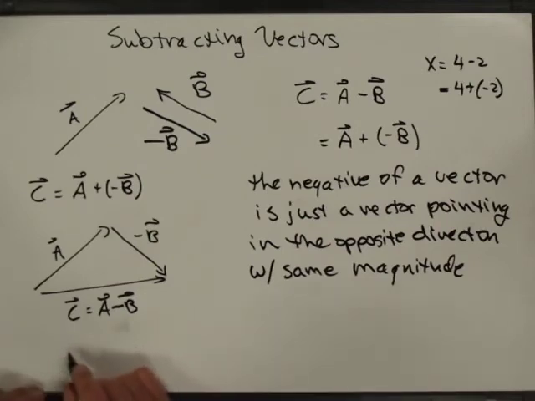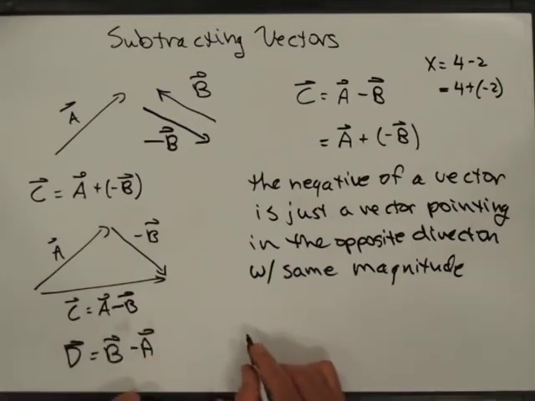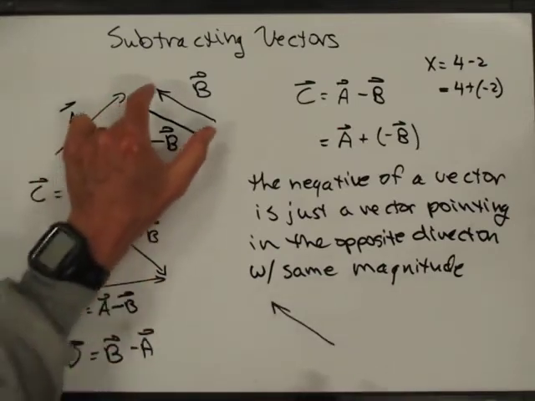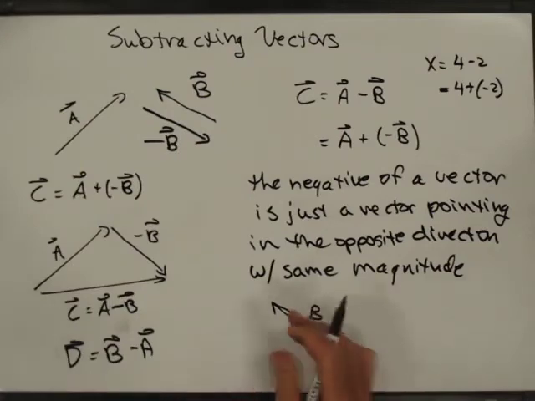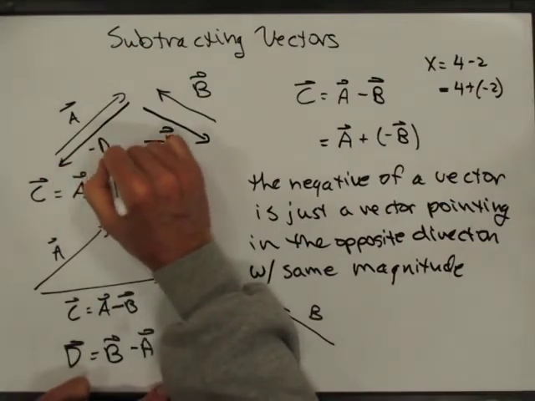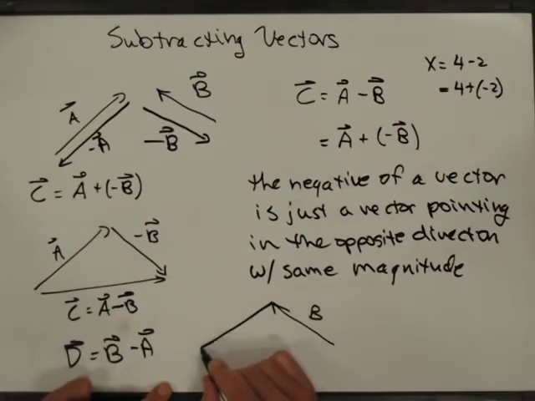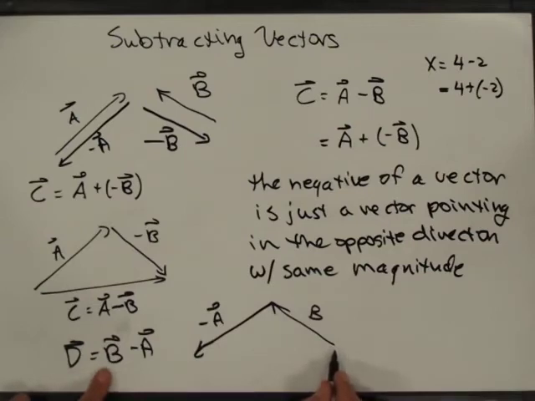Suppose I want to say vector D is equal to B minus A. I could do that too, because now I would draw my B first, my B points this way. And I want to put minus A. If this is A, then this is minus A. And I would draw minus A with its tail at the tip of B, and then I would start at the beginning of the first vector, which in this case is the B vector, and that would be D.